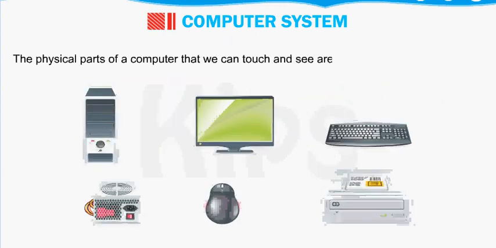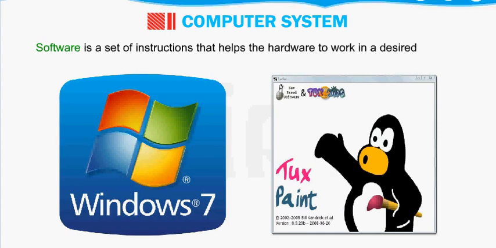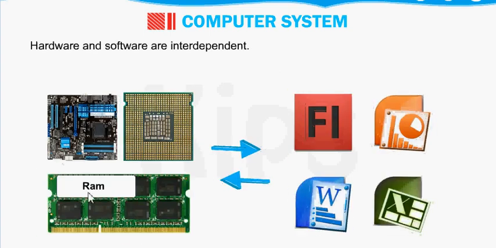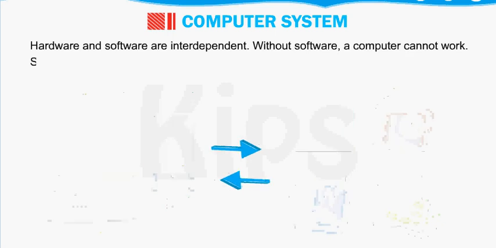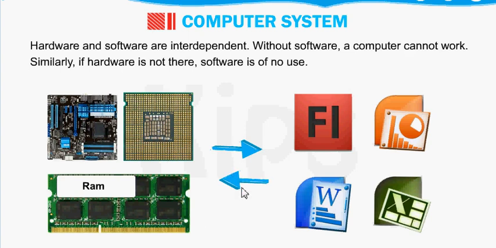So the physical part of the computer that we can touch or see is computer hardware. Software means the set of instructions that helps hardware to work in a desired manner. Now these hardware and software are interdependent, which means they cannot work alone. They need the support of each other. Hardware that we can touch, software that is stored in a computer, they both are interdependent. They are dependent on each other, so both are required by each other.